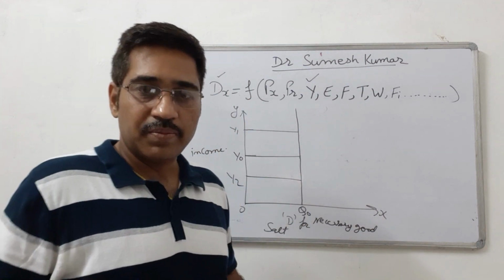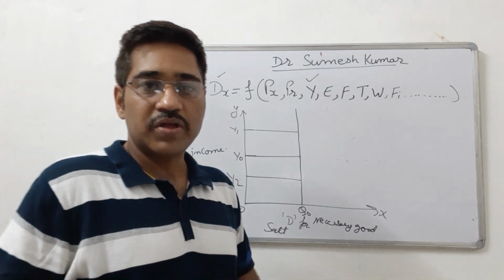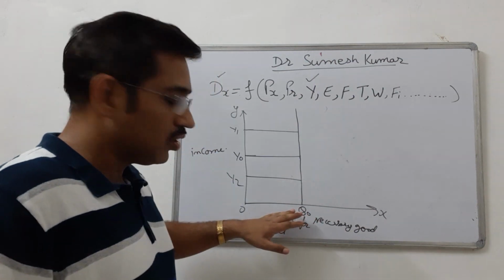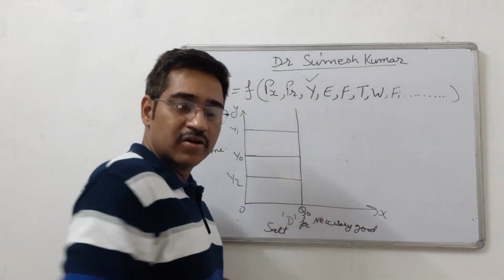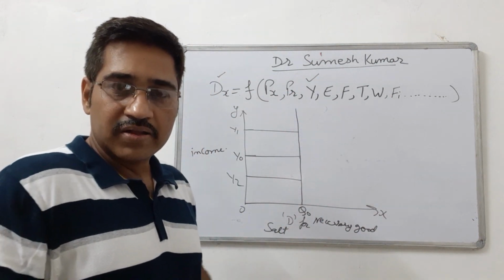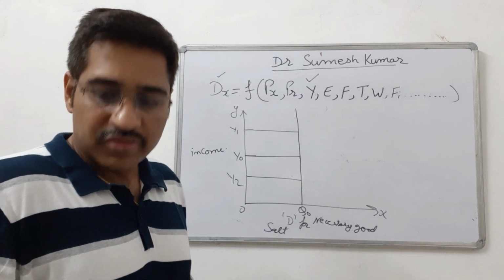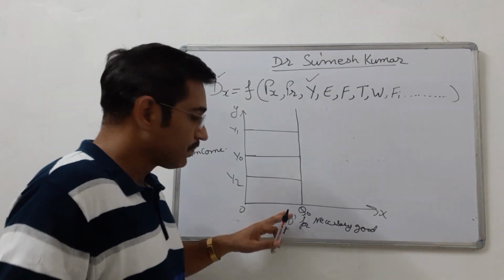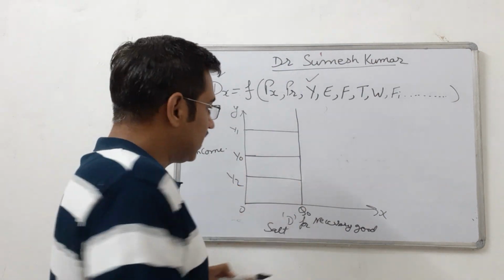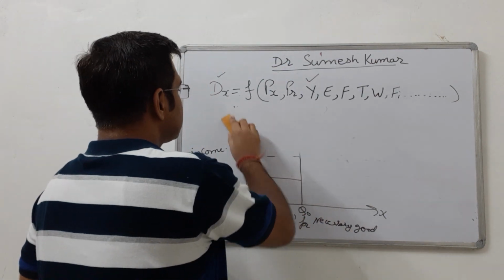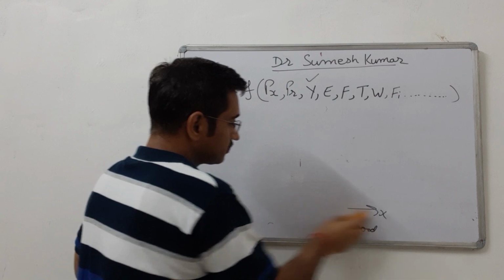Because if income goes up, it doesn't mean that we'll start consuming more salt. So demand for salt will remain the same. So the demand curve will be parallel to the OY axis when the demand is for necessary commodities. There is no change in the level of demand for necessary goods when there is a change in the level of income.